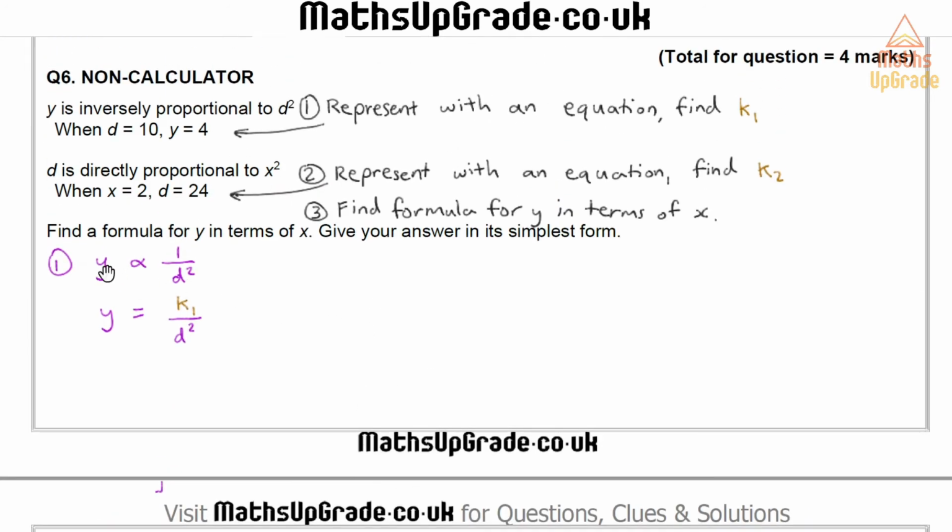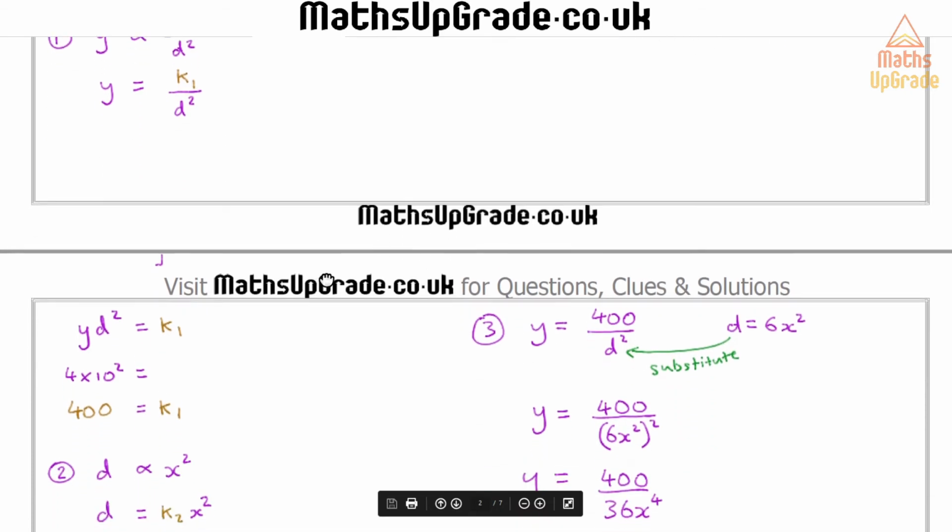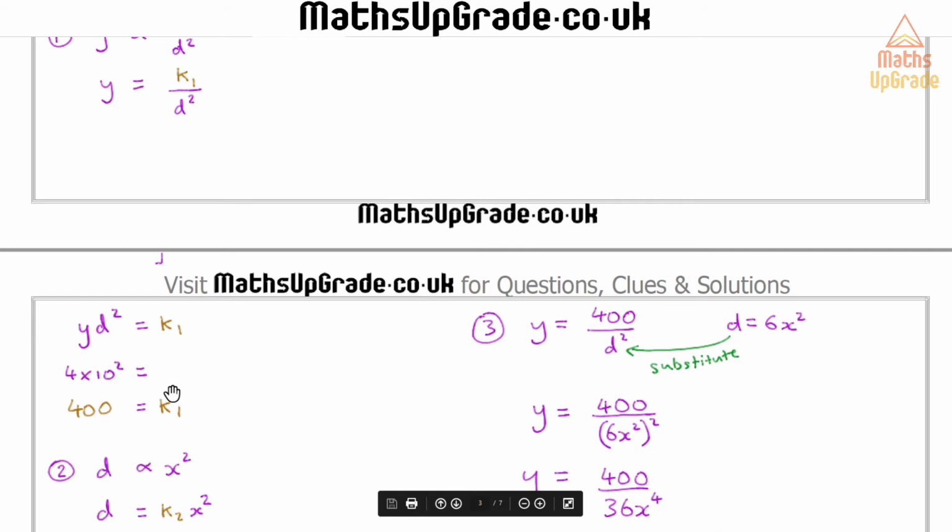So first thing, y is inversely proportional to d squared. So y is proportional to 1 over d squared. So as an equation, my constant is on the numerator, y equals k1 divided by d squared. I'm told that when d equals 10, y equals 4. So to find my constant, I'm just going to rearrange this to make the constant the subject of the equation, multiply both sides by d squared, and I get the constant is y times d squared. When d equals 10, y equals 4. So 4 times 10 squared is my constant, which is 400. So 400 is my first constant.